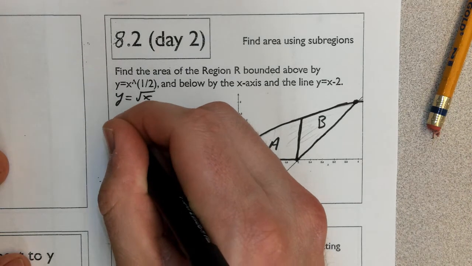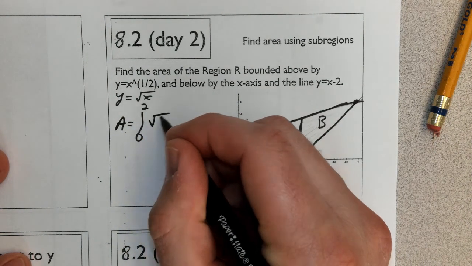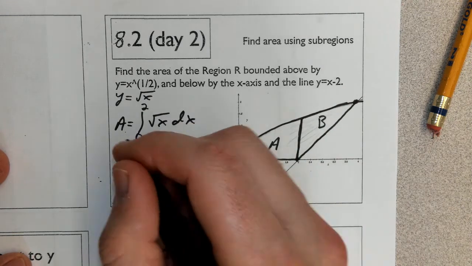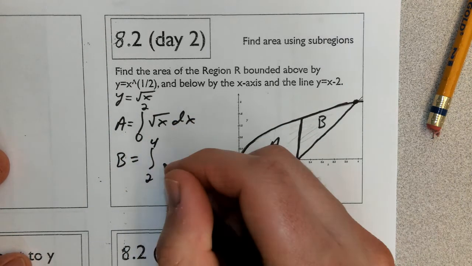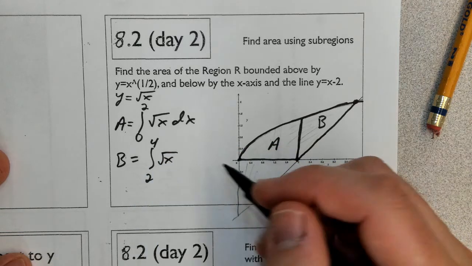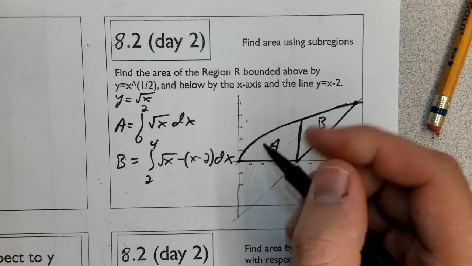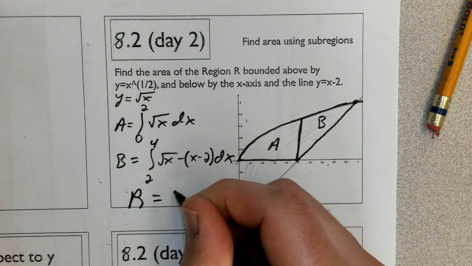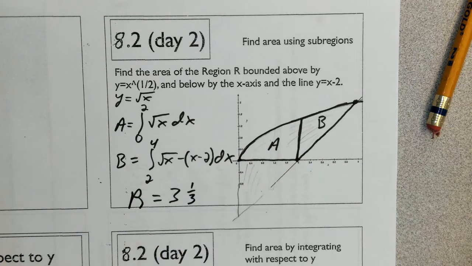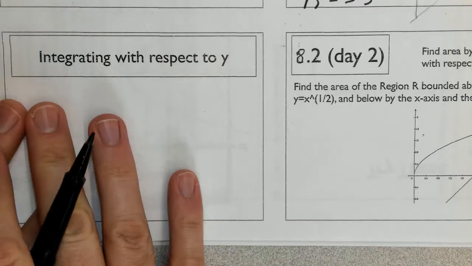So the area of part A is going to be just the integral from 0 to 2 of square root of x dx. The area of B is going to be equal to the integral from 2 to 4 of square root of x, so that's the top function, minus x minus 2 dx. And when you add those two integrals together, you get that the region is equal to 3 and 1/3. So that's one way to approach this problem. Another way to approach this, we hop down here. I'm going to leave this alone for a second.